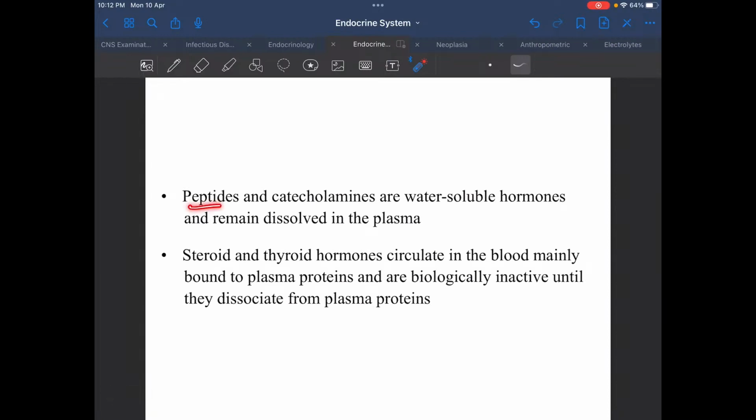Right? And we know the peptides and the catecholamines, they are water soluble hormones and they remain dissolved in the plasma, whereas, very importantly, steroid and thyroid hormones circulate in the blood mainly bound to plasma proteins. Okay? We'll be discussing them, how different steroid hormones are bound to different globulins or albumin, and the thyroid hormones as well.